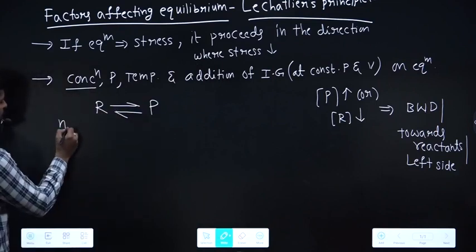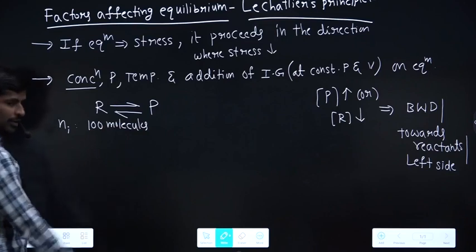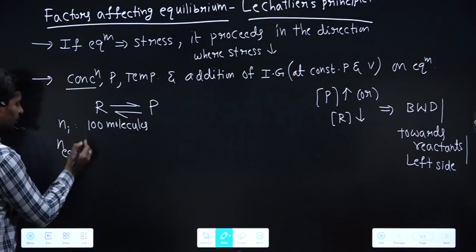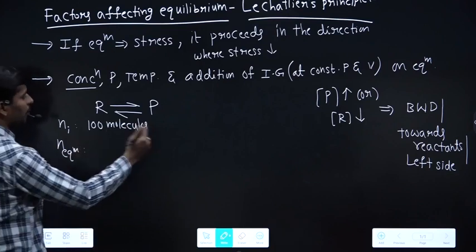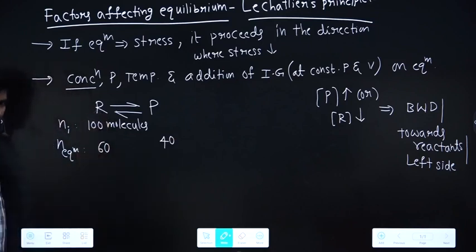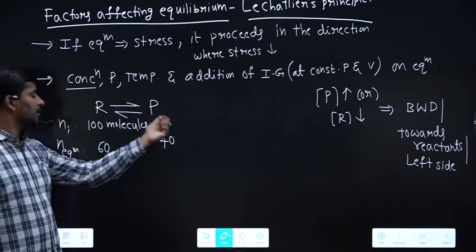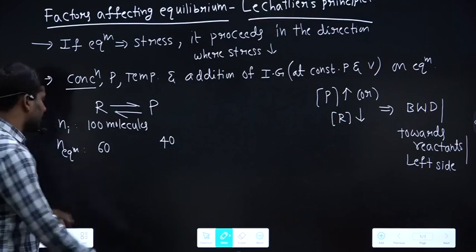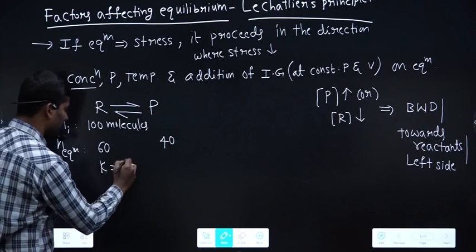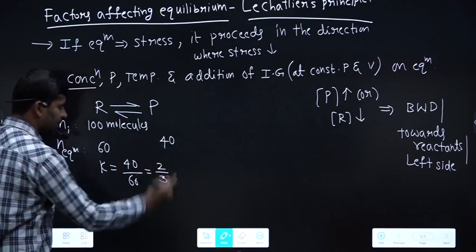Initially, for example, we started with 100 reactant molecules, number of moles initially, and at equilibrium, let us consider 40 are converted to product, and so the remaining 60 are reactants. The concentration of reactant is 60, the concentration of product formed is 40, and so the equilibrium constant is product concentration by reactant concentration. So 40 by 60, which is 4 by 6, that means 2 by 3.